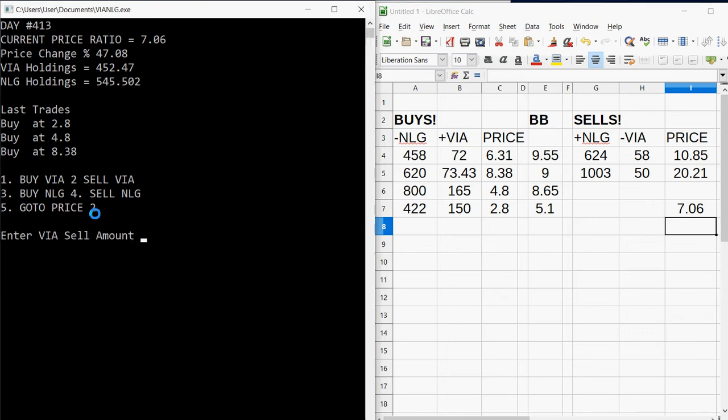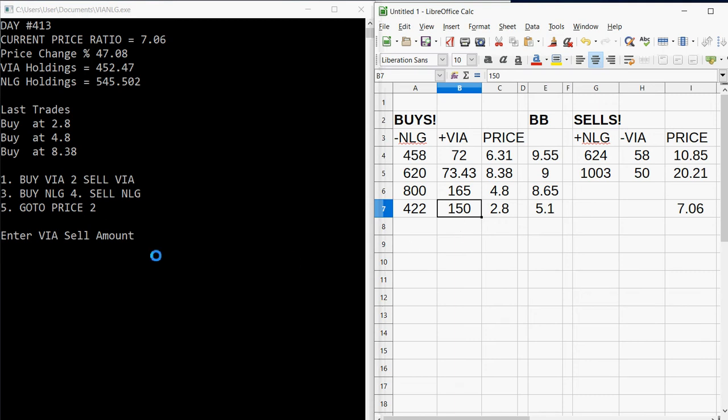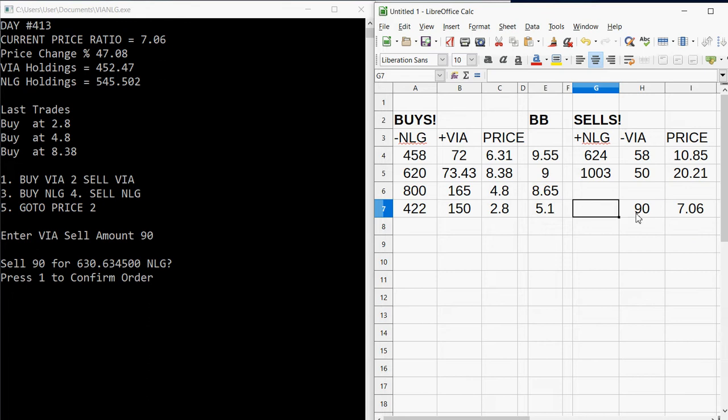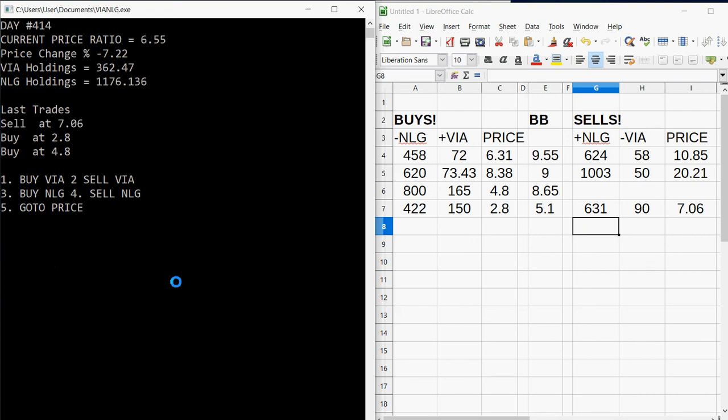Let's push number 2. We accumulated 150 last time, only want to sell a fraction of that, and this is better than double, so I could literally look at like, well, half of that, 75. So let's maybe go 90, which means 630 here. 631 when you round it, but whatever. And confirm the order.